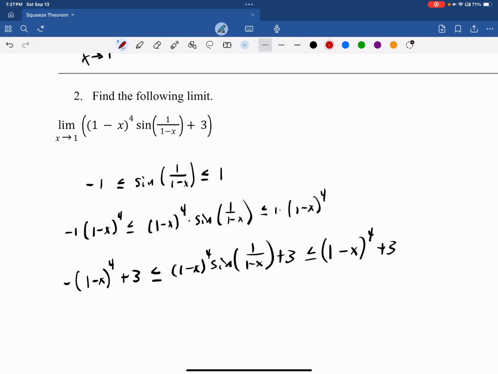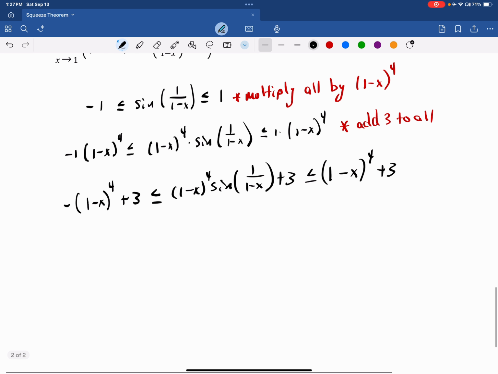So again, in this one, we're going to multiply all by 1 minus x raised to the fourth. We can do that because it's positive. On this one, we're going to add 3 to all of them. So that's what we did between those steps.